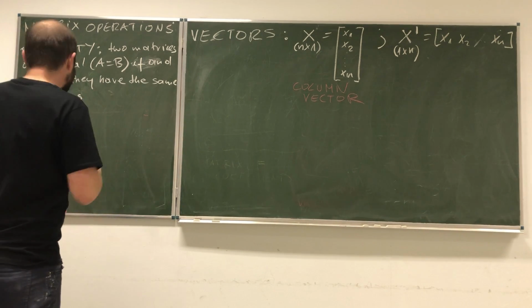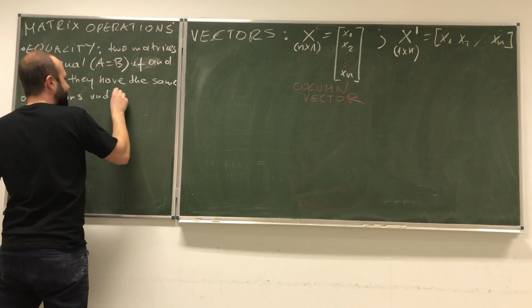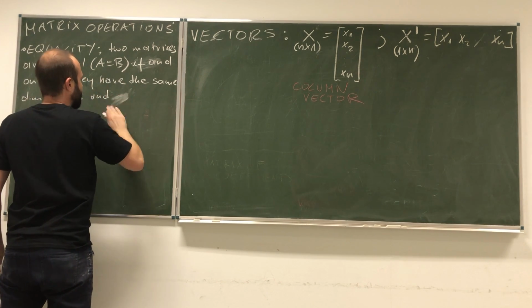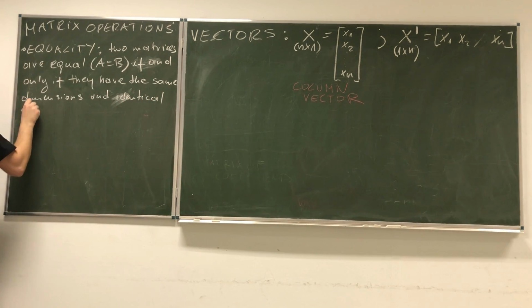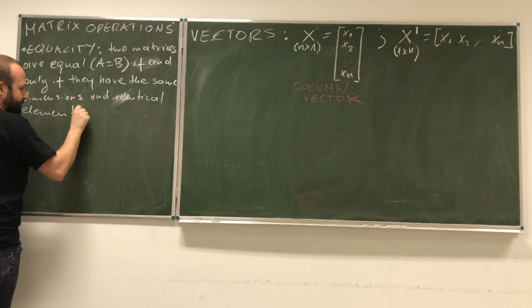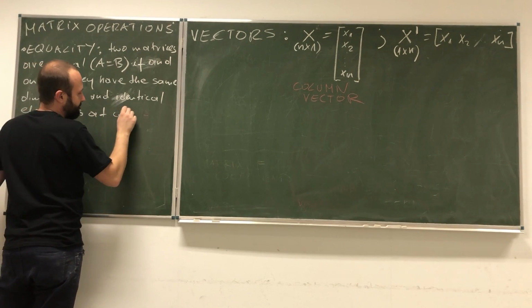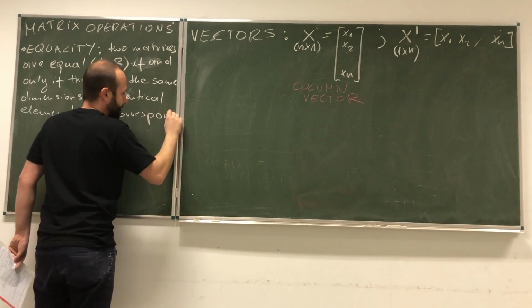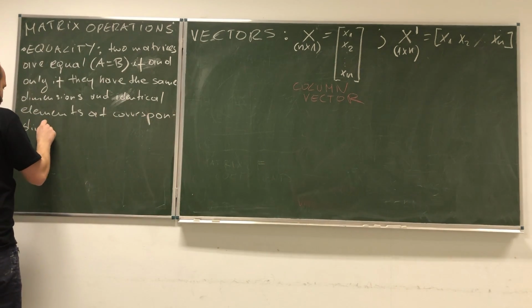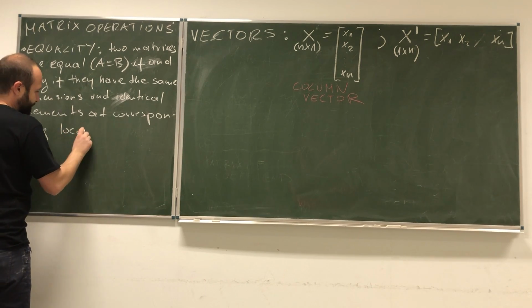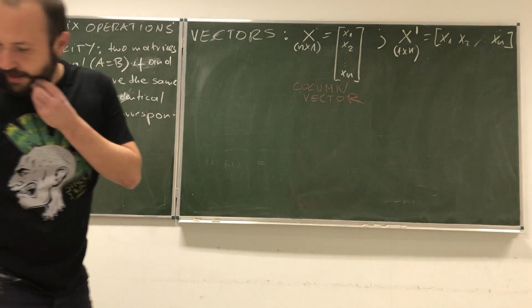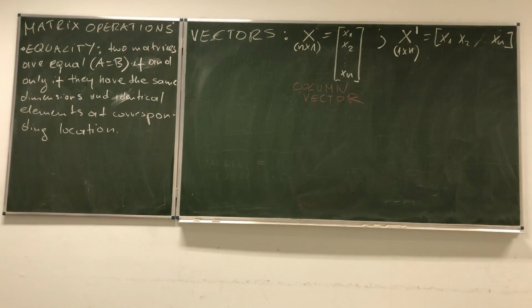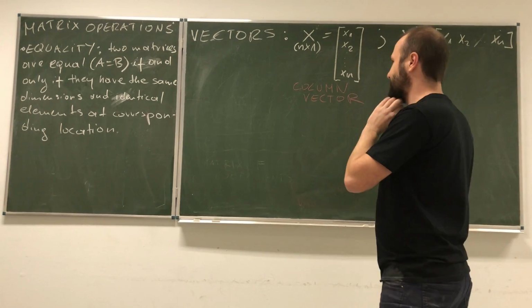and identical elements at corresponding locations. Okay, so here we have two conditions. Basically, the first condition is that they must have the same dimension.